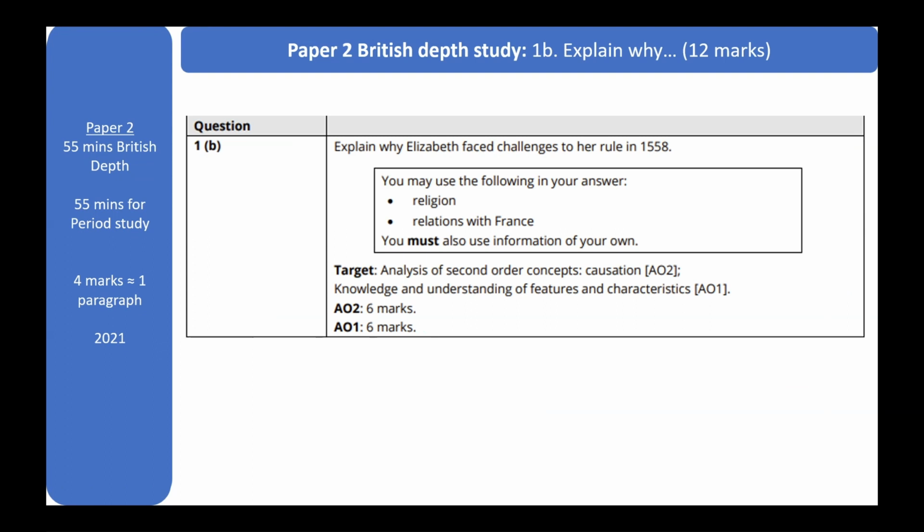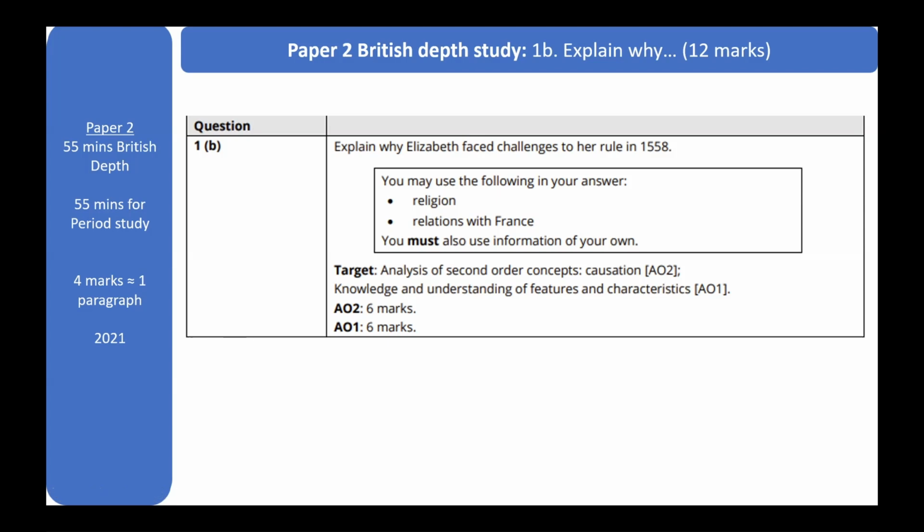Here's the second question. Explain why Elizabeth faced challenges in her rule in 1588. Some things to notice about this question. The target for examiners giving you marks, AO2, your analysis, your explanation of causes. Explain why Elizabeth faced challenges to her rule. That's a cause question. That is given 6 marks. And then your knowledge, your recall of facts gets you 6 marks.